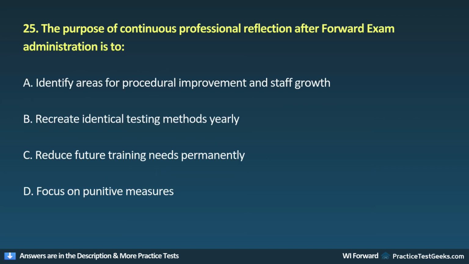25. The purpose of continuous professional reflection after Forward Exam administration is to A. Identify areas for procedural improvement and staff growth. B. Recreate identical testing methods yearly. C. Reduce future training needs permanently. D. Focus on punitive measures.